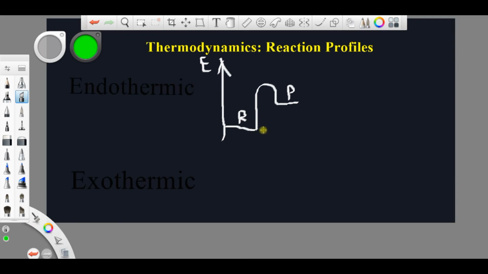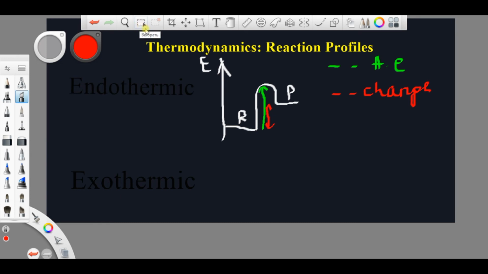So let's say that this green line from the reactants energy to the higher slope represents the activation energy of the endothermic reaction. So also this distance between the reactants and products line will be the total change in energy. So this is a reaction profile for endothermic reaction.